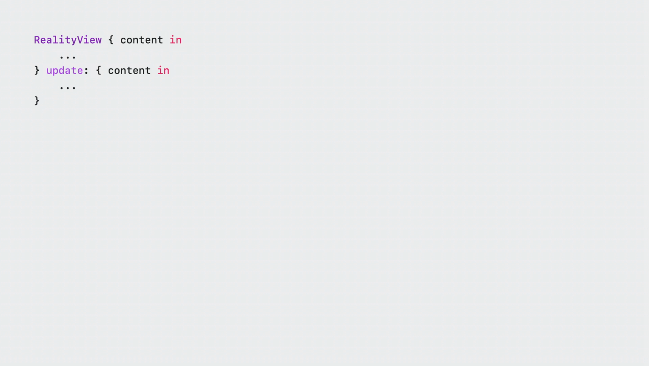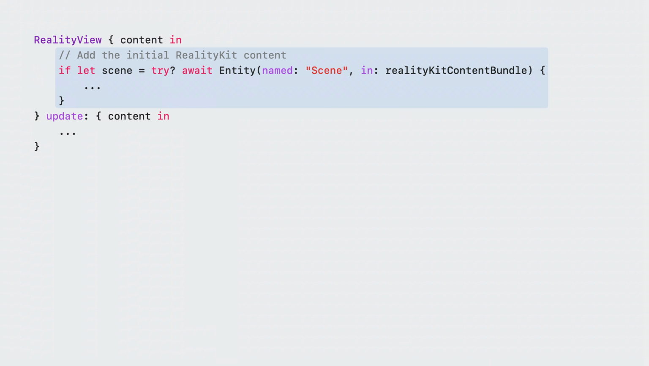The Reality View initializer used in Content View takes two closures as parameters, a make closure and an update closure. The make closure adds the initial RealityKit content to the view. It tries to load the contents of the RealityKit content package, and if it succeeds, it adds the loaded content to the view using content.add. We could also generate the initial content procedurally or use a combination of procedural and loaded content.